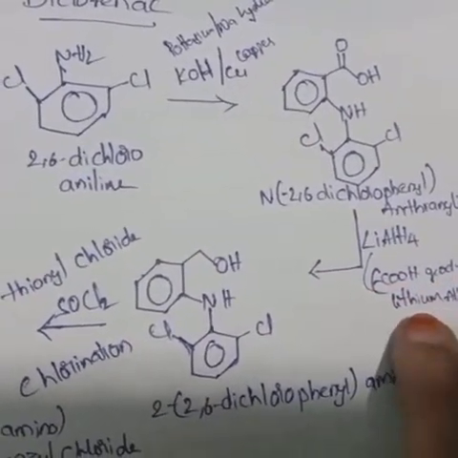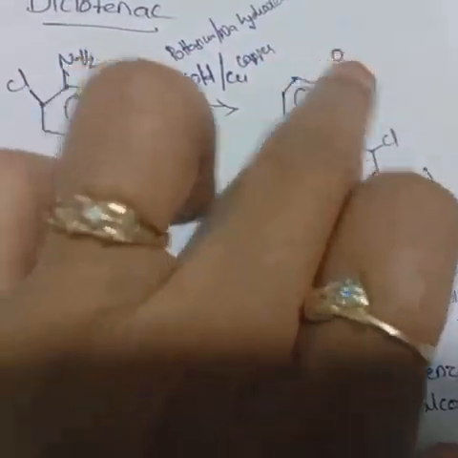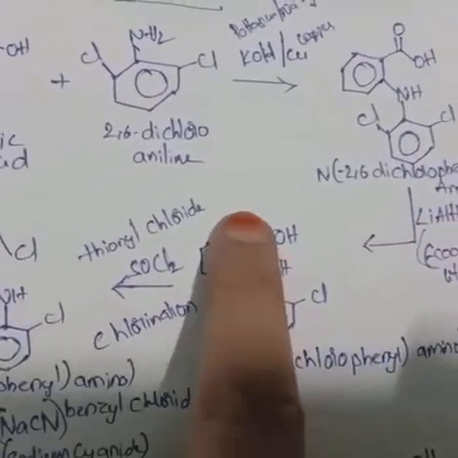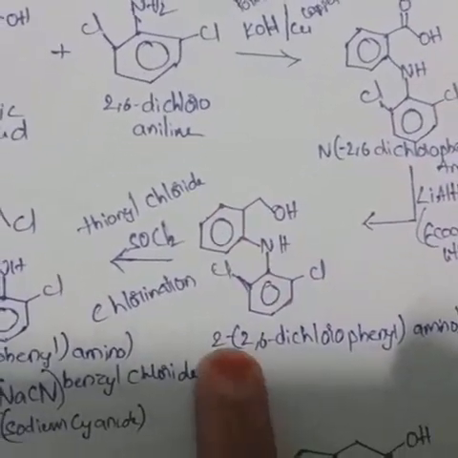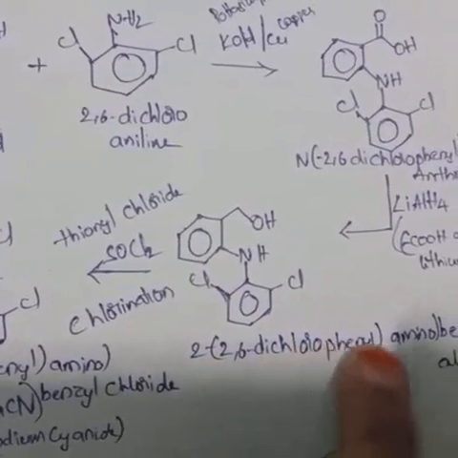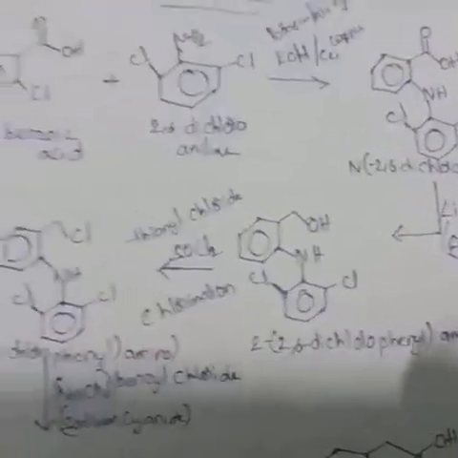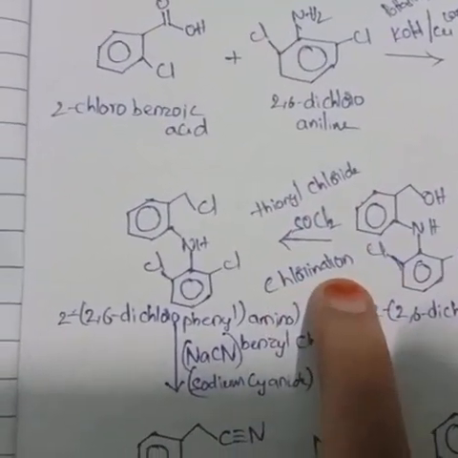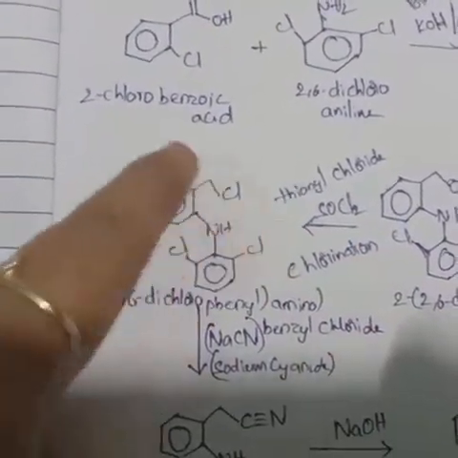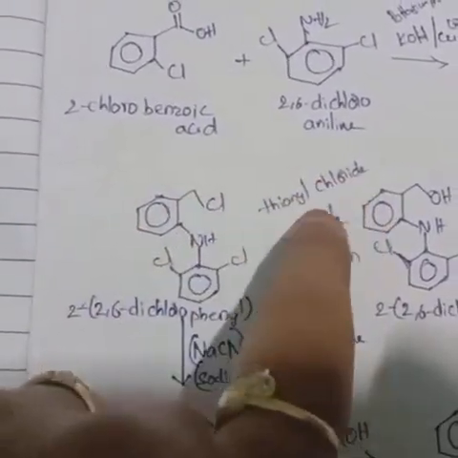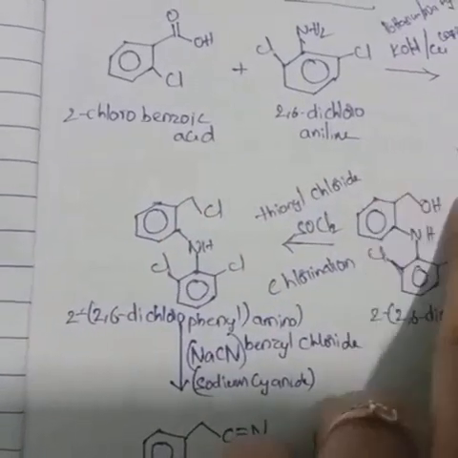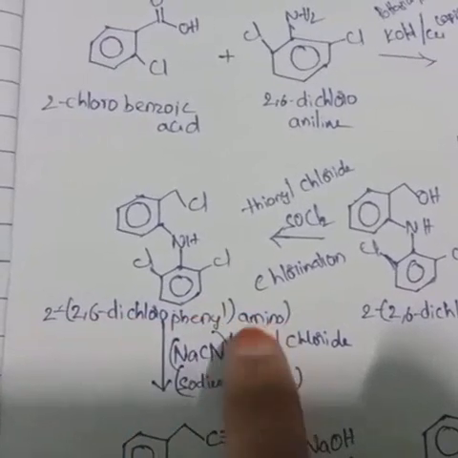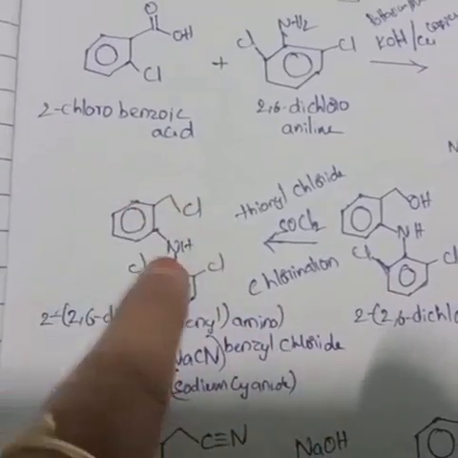This in the presence of lithium aluminum hydride, the carboxylic acid group undergoes reduction to the alcohol group. So 2-(2,6-dichlorophenylamino)benzyl alcohol. In the presence of thionyl chloride, it undergoes chlorination. So the OH group is lost and the chlorine is attached here. The 2-(2,6-dichlorophenylamino)benzyl chloride is formed.